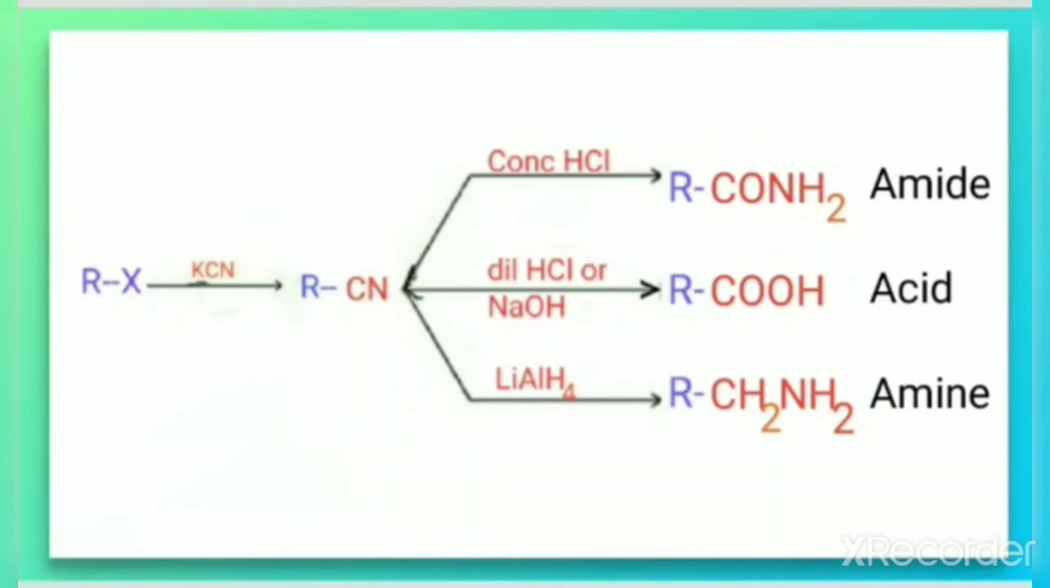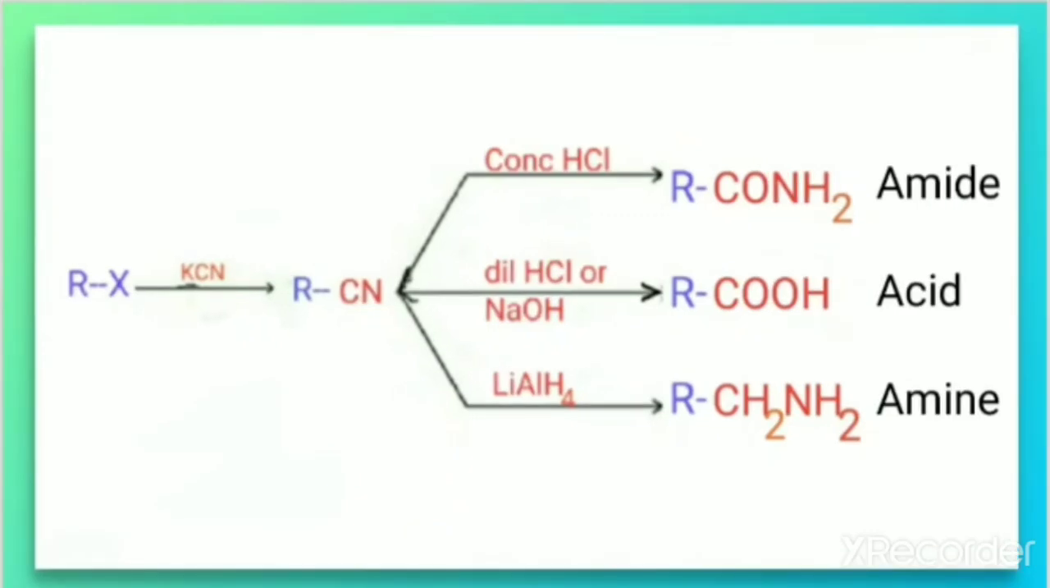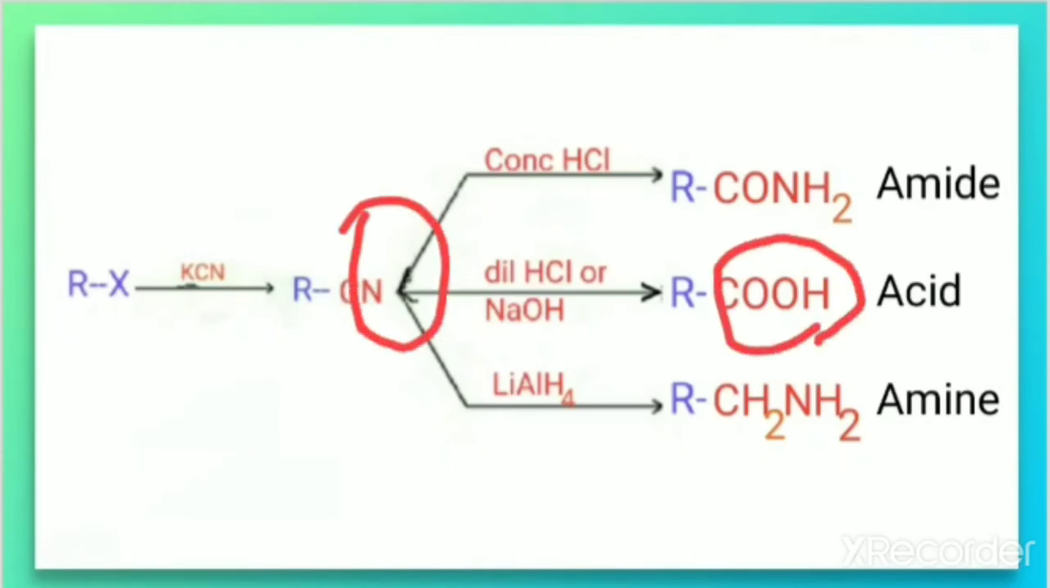Let us make the second one. In the second reaction, CN is replaced by the COOH group. So you can very easily make the product when we are getting any cyanide product RCN. You have to replace CN by COOH, so you will get the acid product, that is RCOOH.